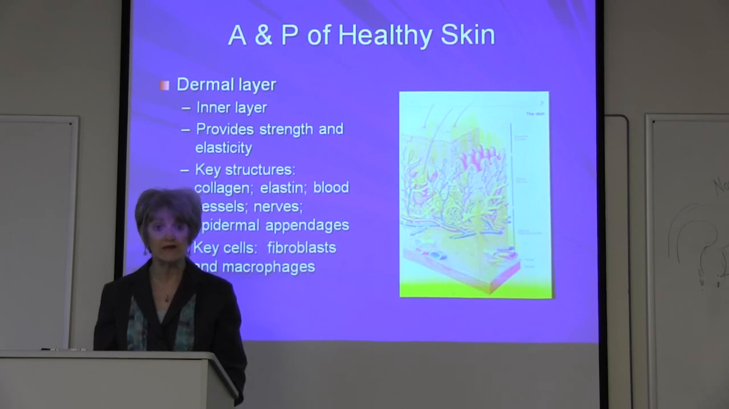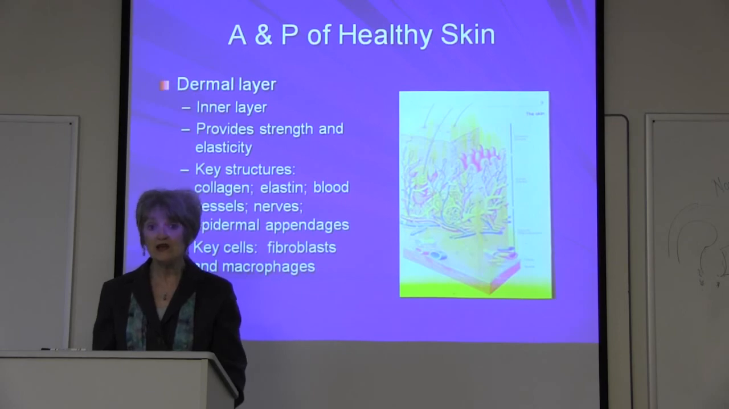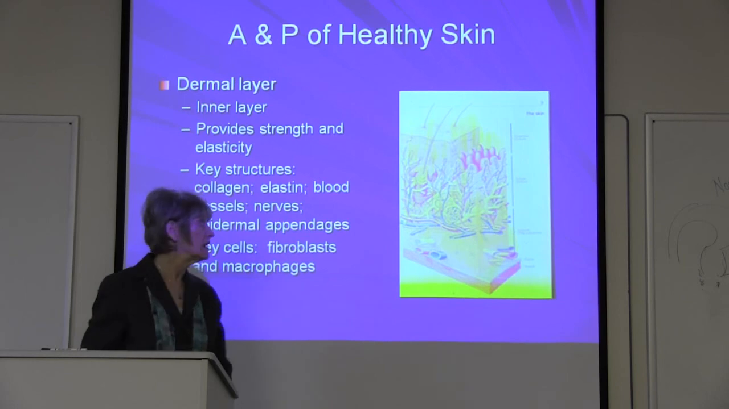Now what else do you have in the dermis? Well, you certainly have the cell bodies for those nerve endings. You have a rich network of blood vessels, which of course is important. It supplies the dermis and then that reproductive layer of the epidermis. And then you have structures known as epidermal appendages.